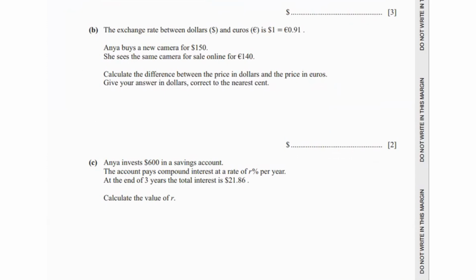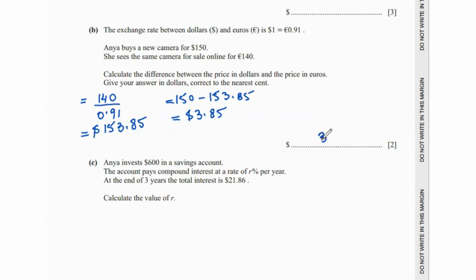So let's first find 140 euros in dollars. For that, we'll do 140 divided by 0.91, which is equal to $153.85. So if we subtract the price that she bought it at and the price that it is available online, which is 153.85, so that's 150 minus 153.85, which is equal to $3.85. So your answer in dollars to the nearest cent would be $3.85.